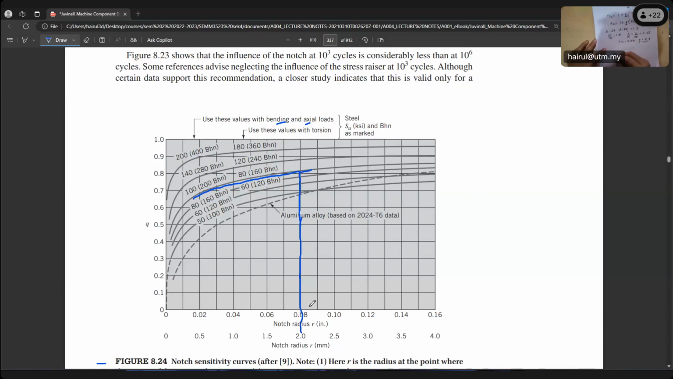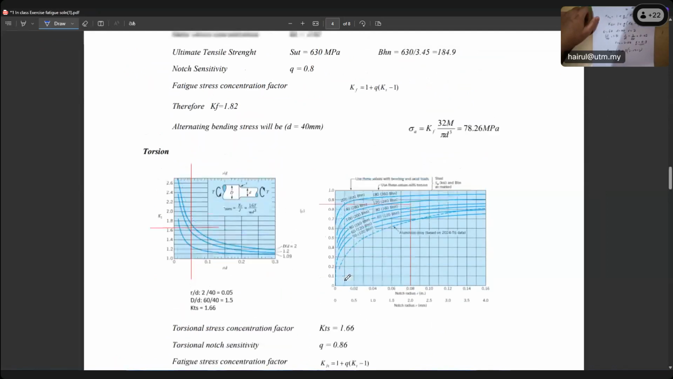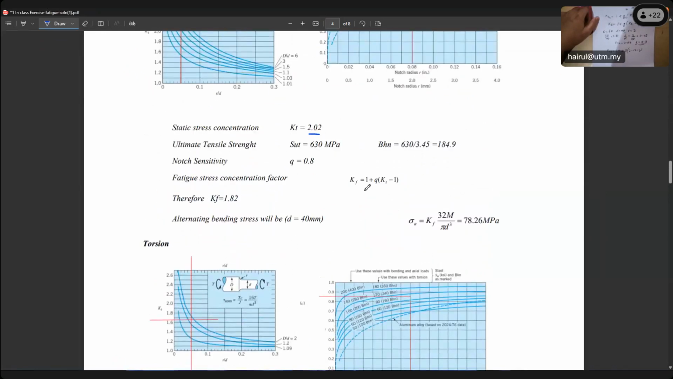So what is your KF? KF bending equals 1 plus Q, where Q means notch sensitivity. Okay, this is about notch sensitivity. They have this equation. So put into the 1 plus Q in brackets KTB. Since KTB is 2.02 minus 1 times 0.8 plus 1. So you have your KF based on bending. KF is 1.82. Right?